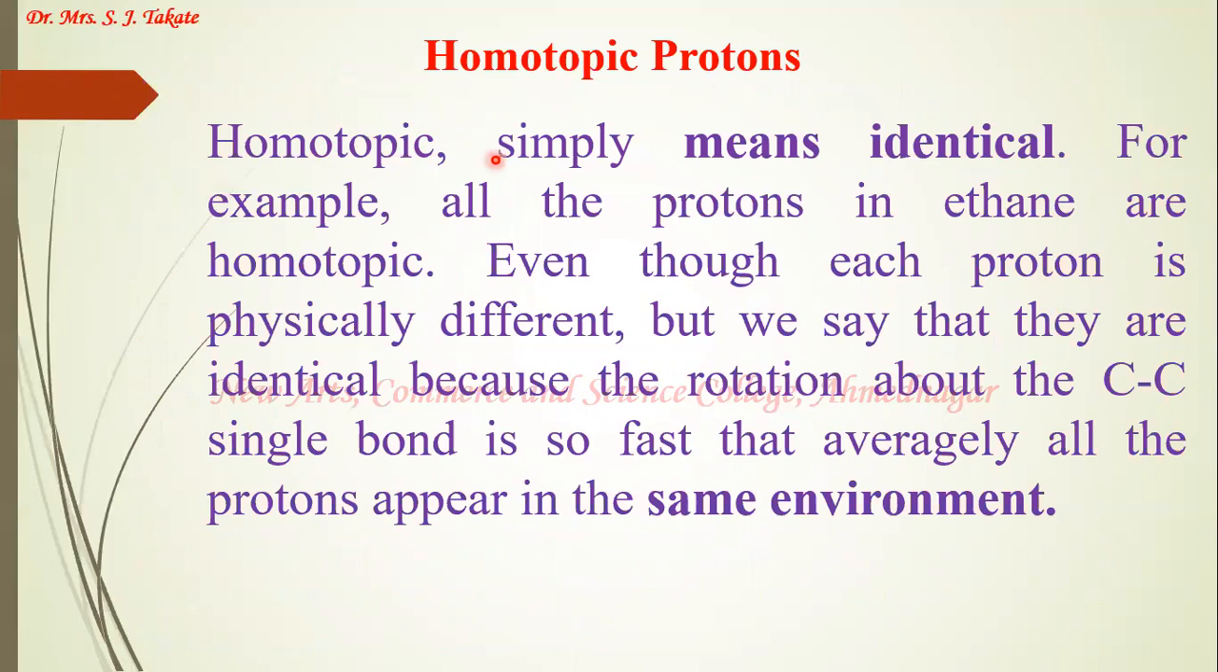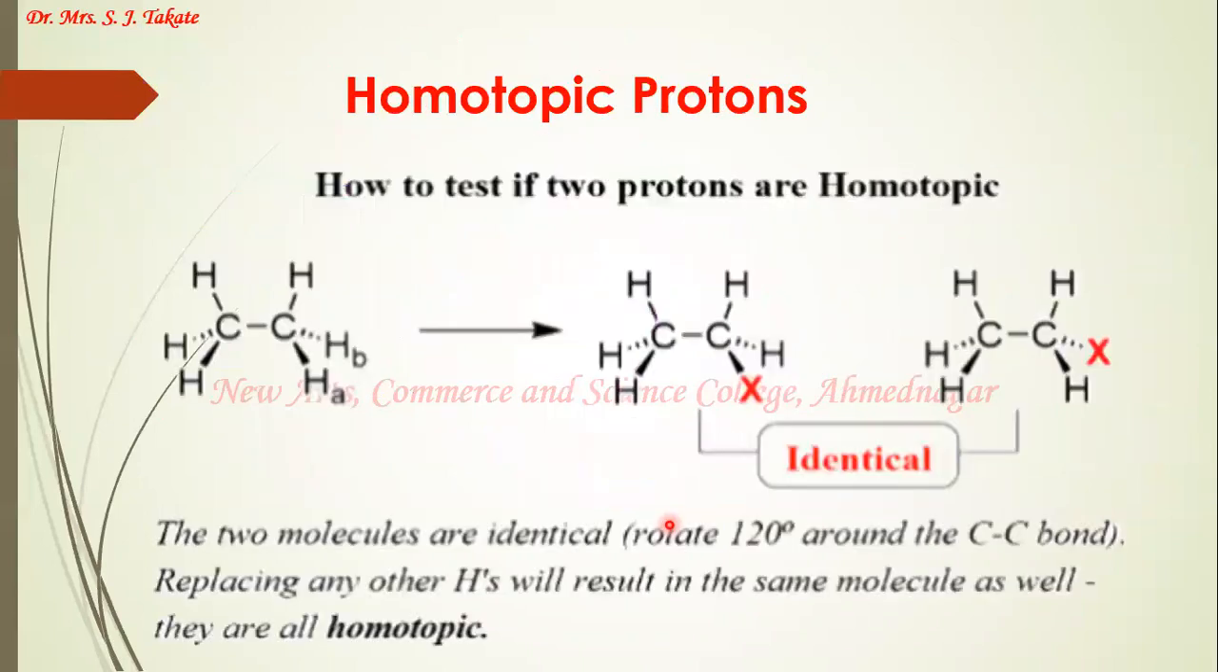The word homotopic means identical, that is, the same. For example, protons in the ethane molecule. All the 6 protons are identical, they are homotopic. Now physically, all 6 protons are different, that is, they have different existences. But due to the carbon-carbon single bond rotation, all the protons on average are present in the same environment. So that's why the 6 protons of ethane are homotopic protons.